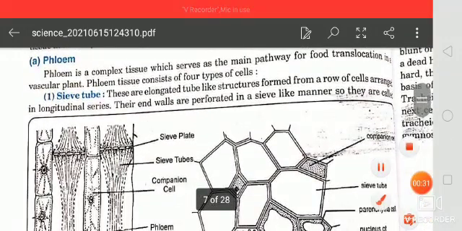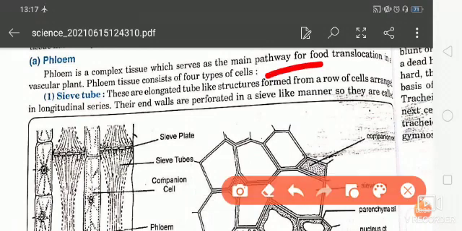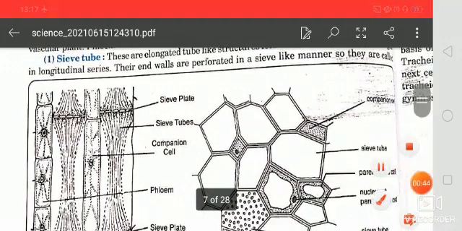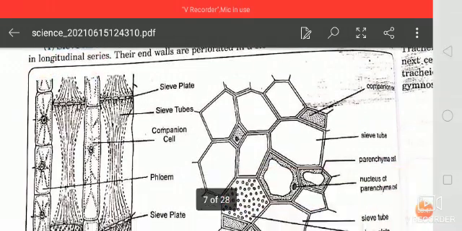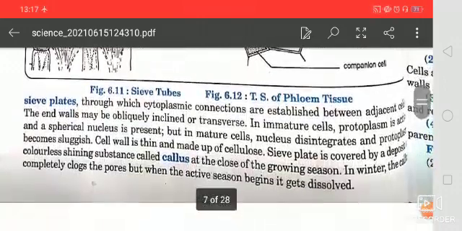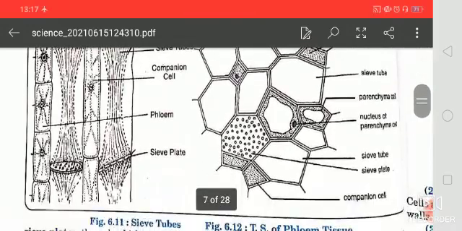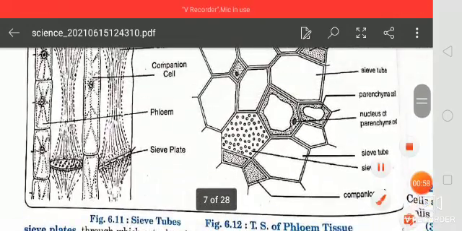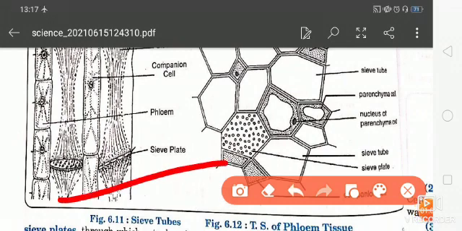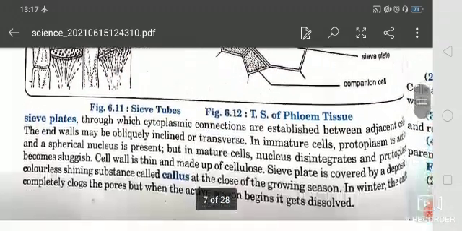Phloem is a complex tissue which serves as the main pathway for food translocation in vascular plants. It is very important: phloem tissue consists of 4 types of cells. It is an important question: sieve tubes and sieve plates, phloem parenchyma and phloem fibers. Here you are seeing all of these in the given diagram. This is the sieve tube diagram, and this one is the transverse section of phloem tissue.